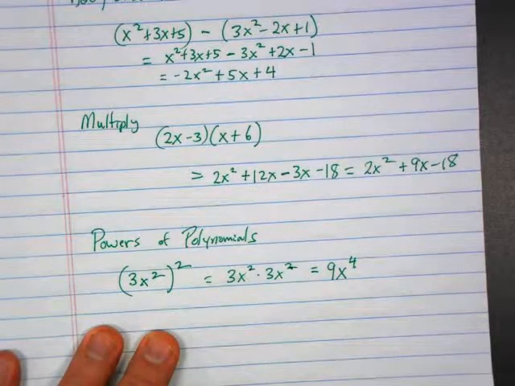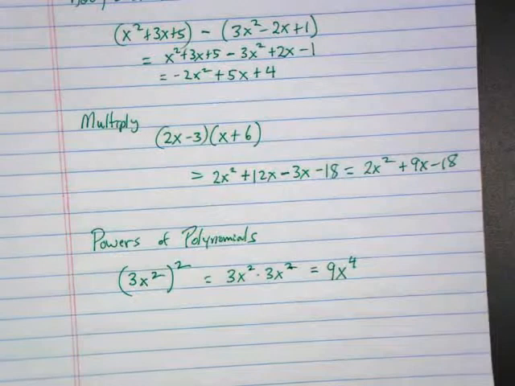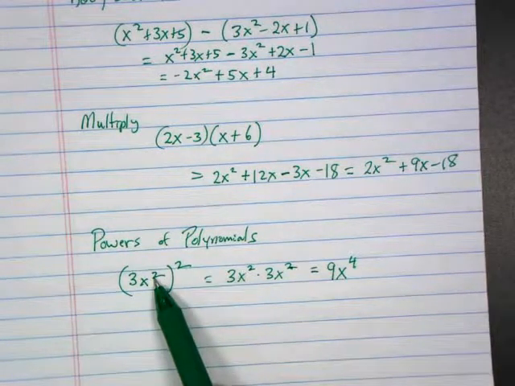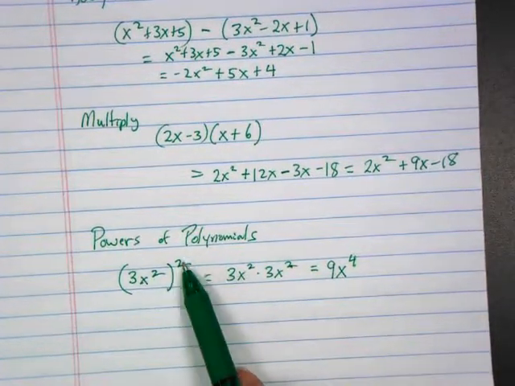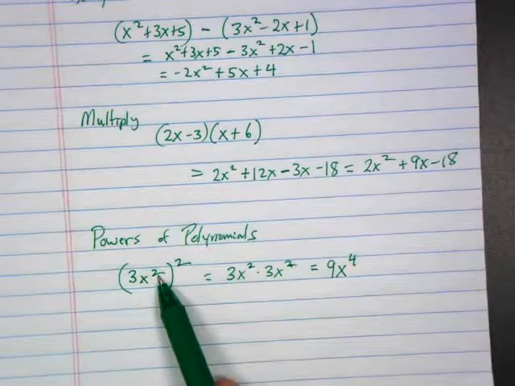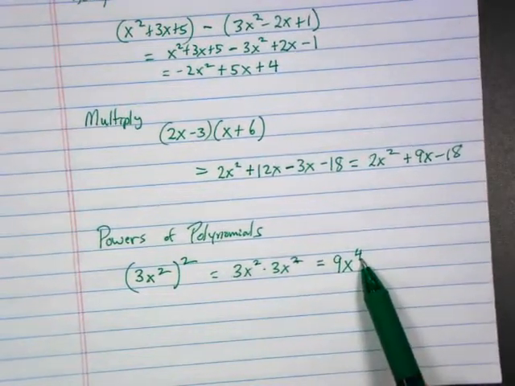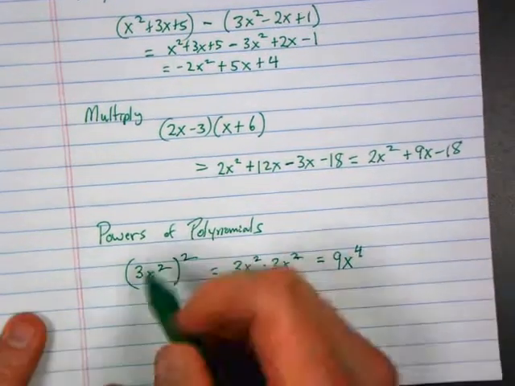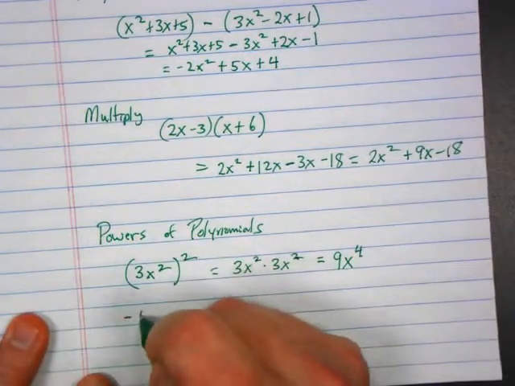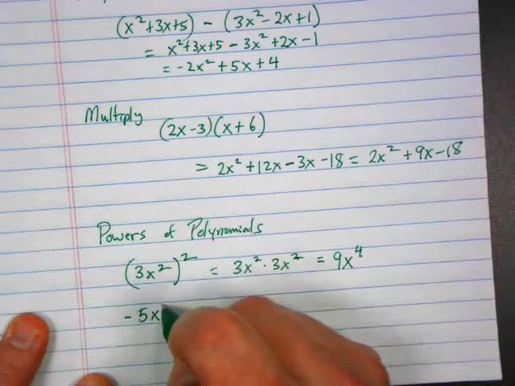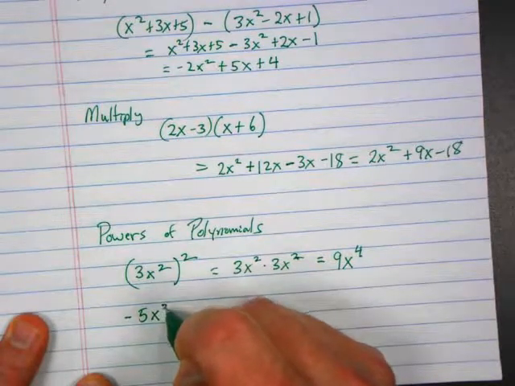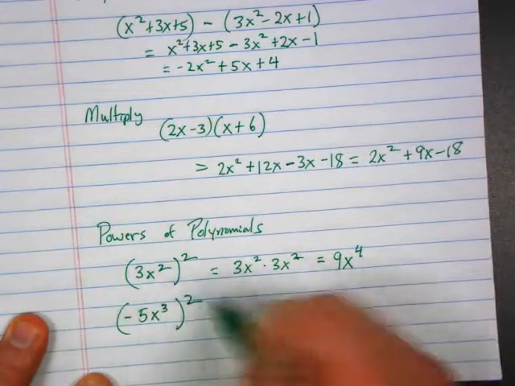If there's an exponent inside a parentheses and there's one outside, you're supposed to multiply. If I have an exponent inside and an exponent outside, 2 times 2 makes 4. You're exactly correct. What if I asked you to take negative 5x cubed and square that?